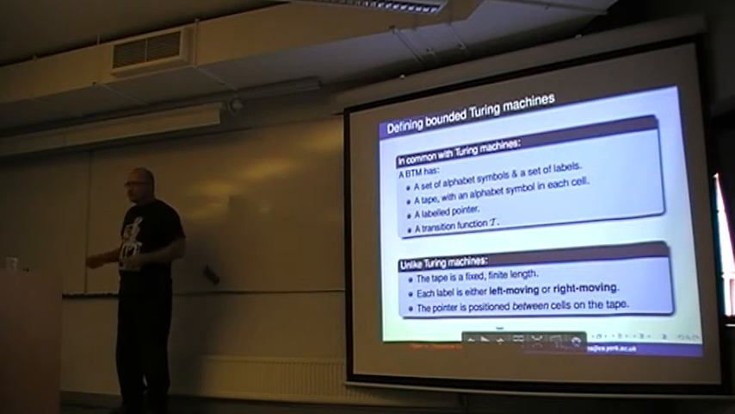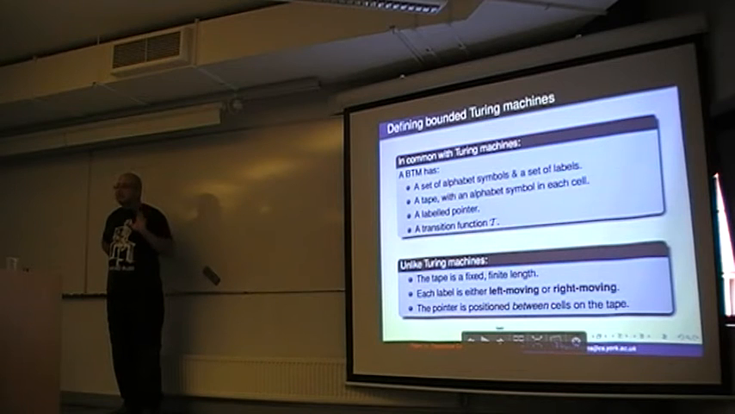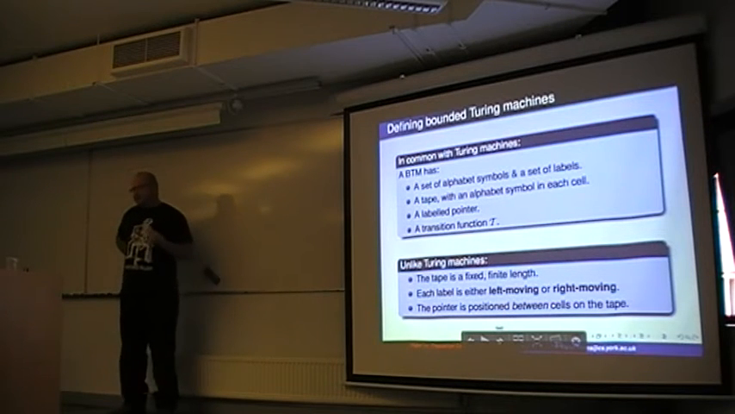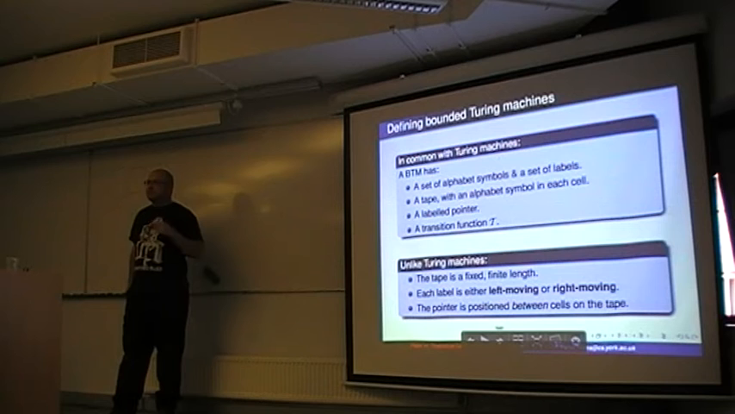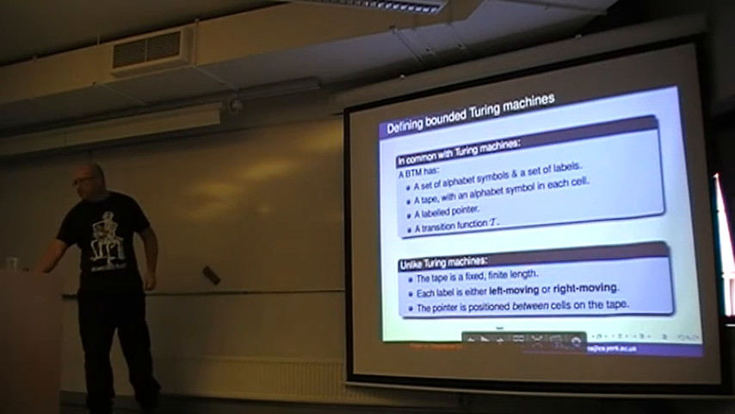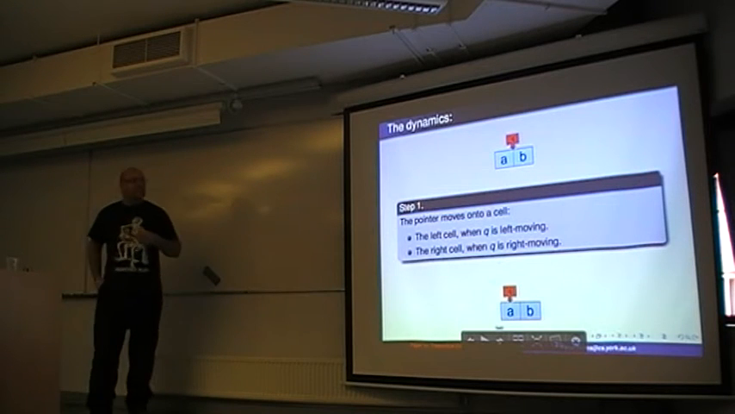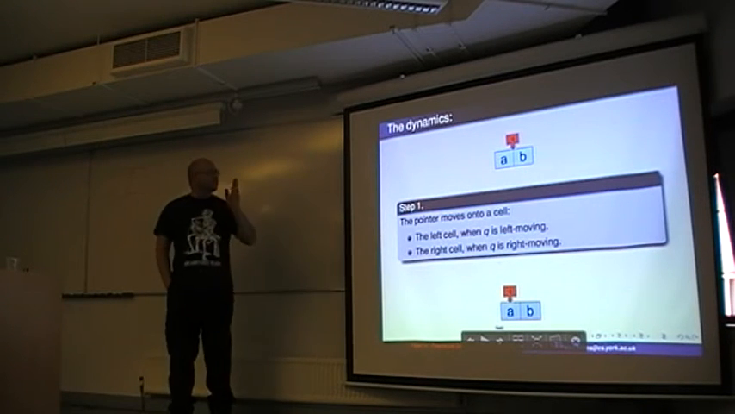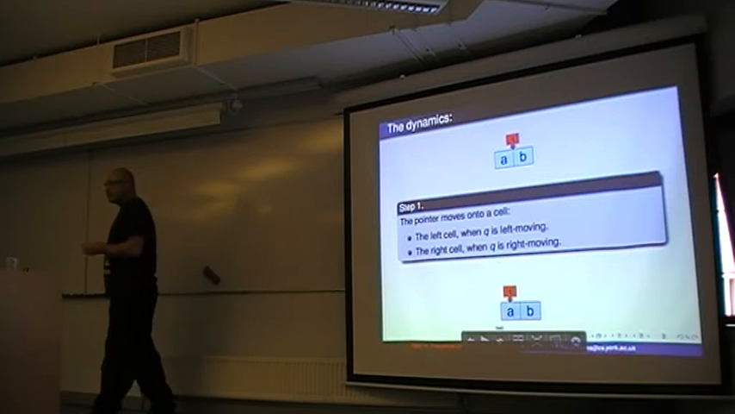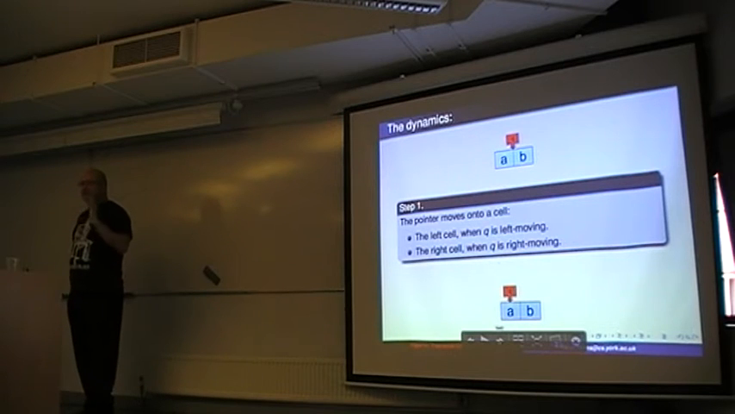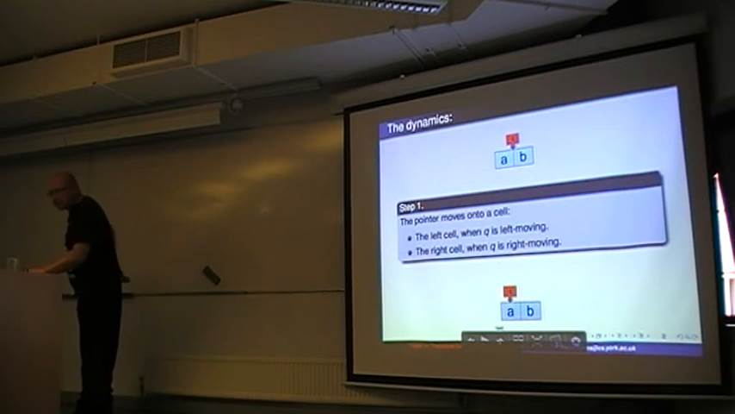Now, unlike Turing machines, the tape is going to be a fixed finite length. And as a simplification, every label we have is going to be called either left moving or right moving, and we're going to position the pointer between the cells on the tape. So, here's the dynamics. We've got a pointer positioned between cells. This is going to move onto a cell, onto the cell to its left when it's left moving, onto the right when it's right moving.